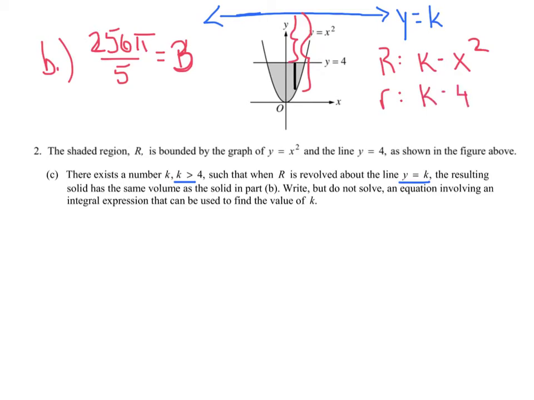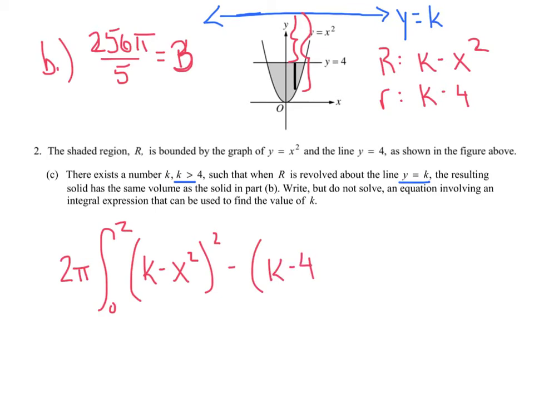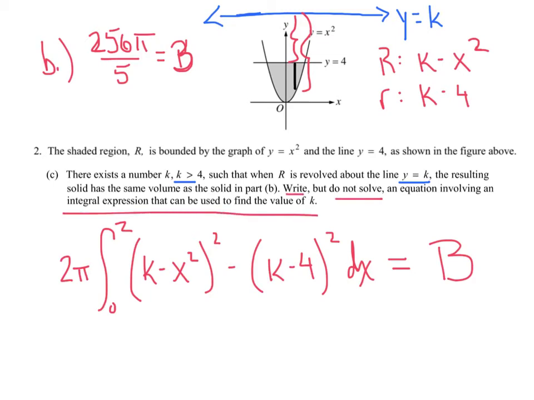We're going to say the integral from 0 to 2, we're going to double the pi, and we've got the outer radius, k minus x squared, wrap it up and square it, minus the inner radius. I'm very thankful that they did not ask me to solve this one, and I just have to make sure that I set it equal to alpha b, or 256 pi divided by 5. We're going to set them equal to each other. And that's all we had to do. They said write, but do not solve, an equation involving an integral expression that could be used to find k. And that'll do it, ladies and gentlemen.